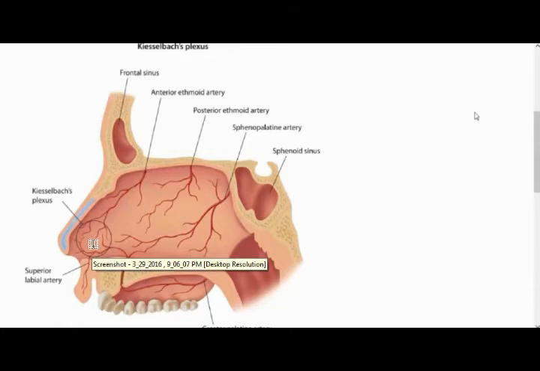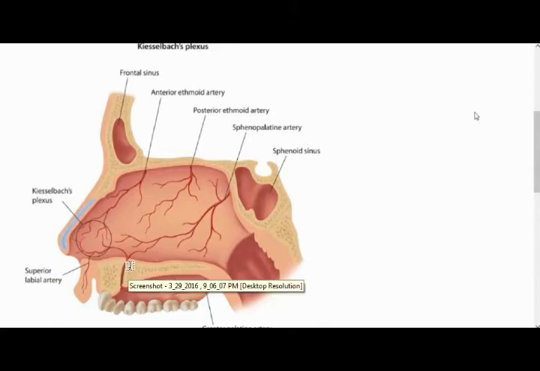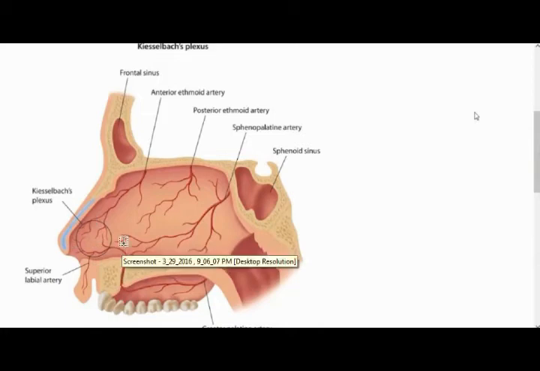This plexus is formed basically from 4 branches coming from different arteries. We have the anterior ethmoidal artery, the sphenopalatine artery, the greater palatine artery, and the superior labial artery, which is a branch of the facial artery. So 4 branches form Kiesselbach's plexus on the nasal septum. So the cautery would be done on the nasal septum.